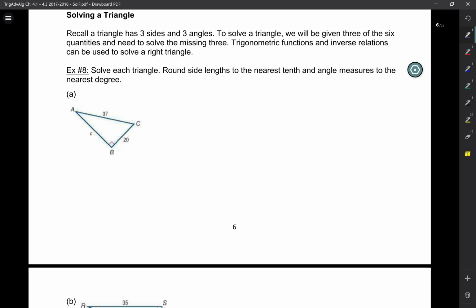How many sides to a triangle? 3. How many angles to a triangle? That's 6 total, right? 6 total elements. So when it says solve a triangle, what does that mean? You just have to find everything. In order to solve a triangle, you have to have 3 of the 6 given, and then you have to find the other 3. And we can use trig functions and inverse relations to solve a triangle.